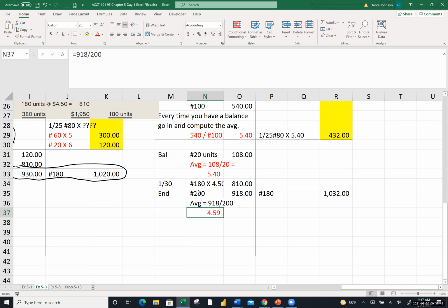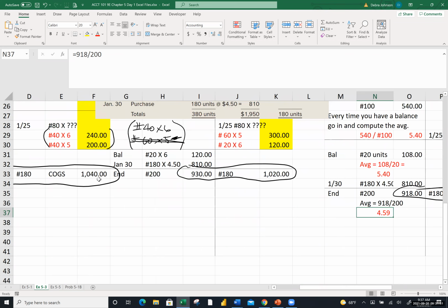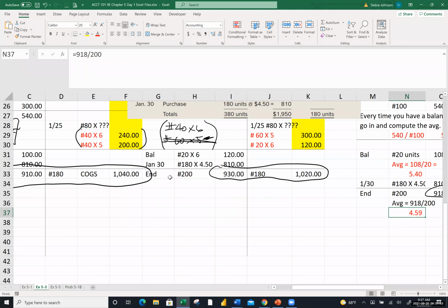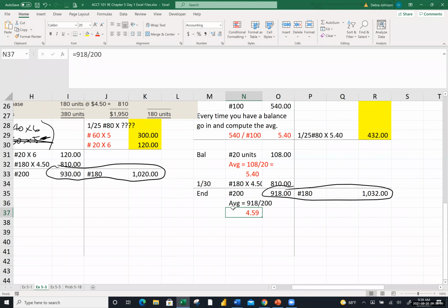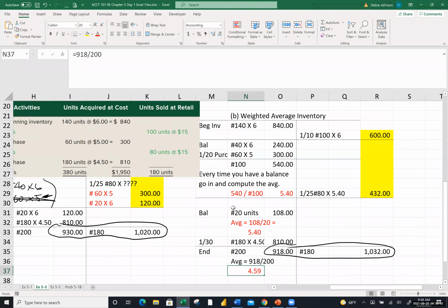Okay, check your bucket. Here's my bucket. My bucket is good. Check and make sure it falls between these two. Okay, it does. 918 is between 910 and 930. So far, so good. Any questions on that weighted average?